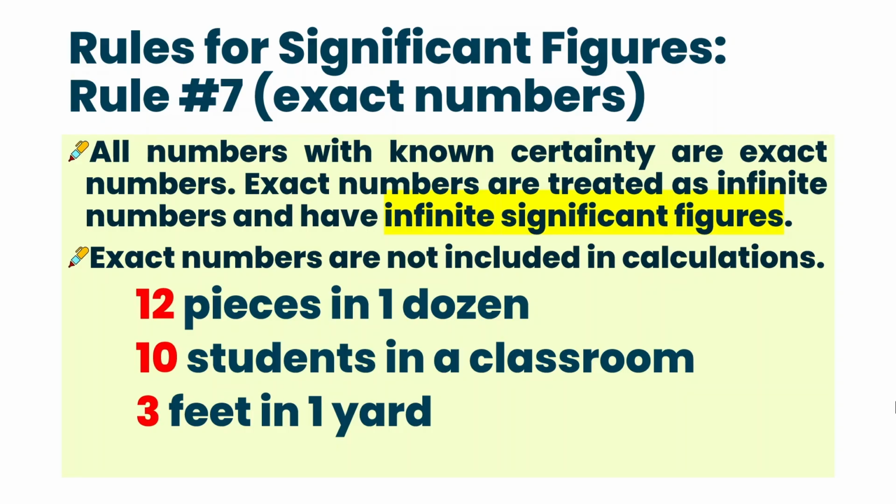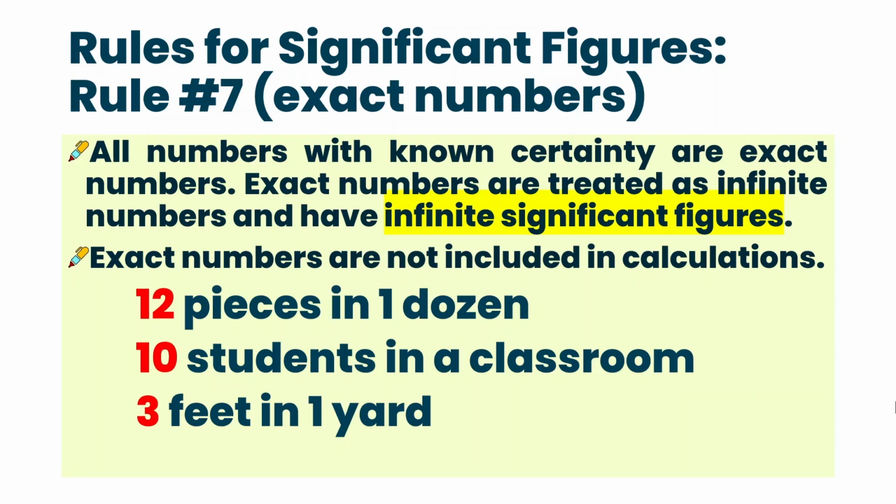For example, you're asked to count the number of students inside the classroom and you counted them as 10 students. Then 10 is an exact number. You don't need to apply the rules in significant figures for this. 3 feet in a yard is a conversion factor and you don't need to include this in your counting for the significant figures. Okay? So the next part is how about if we add numbers?